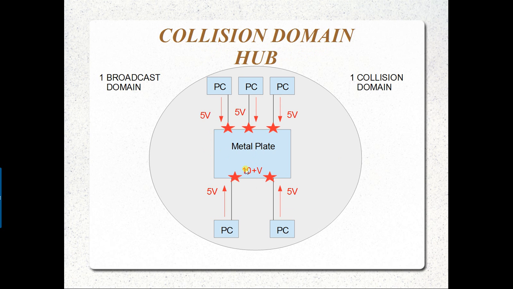Even worse, every PC could transmit at the same time. This is going to be 10 volts plus something, plus 10 volts plus something else. So it could be 15, 20, who knows? And so all of these make one collision domain, because it's possible for this one to collide with this one, with this one, with this one. They all live in one collision domain, and they also live in one broadcast domain.